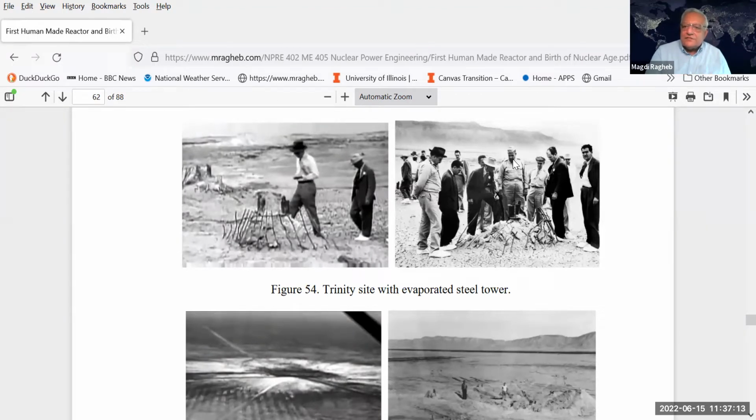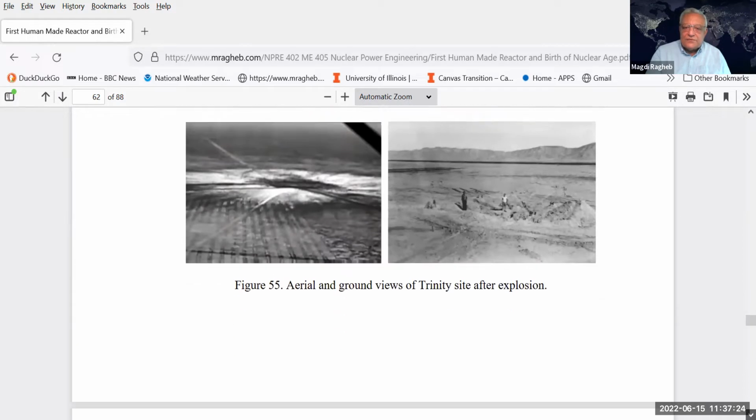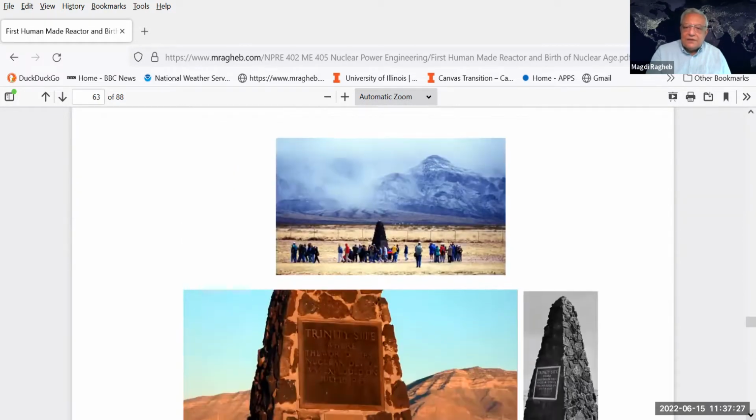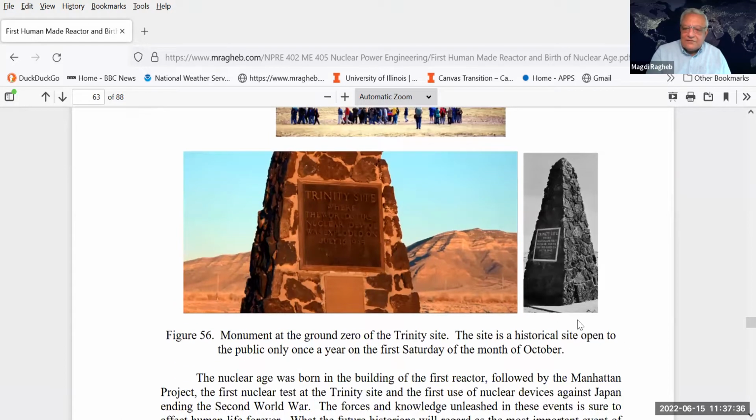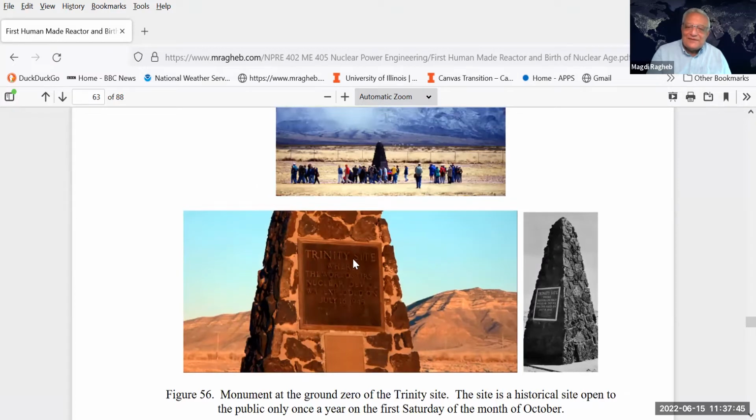These are pictures of Mr. Oppenheimer and General Leslie Groves after the Trinity explosion. You can see what's left of the tower. It was totally vaporized, and it tells you how destructive those atomic devices can be. At the location of the tower now, there is a monument designated as the Trinity Site, a historical site open to the public once a year on the first Saturday of October. So if you are there, you may be able to visit it.